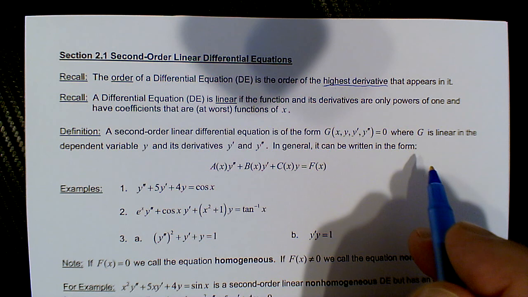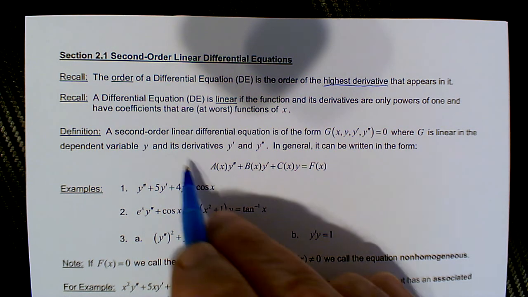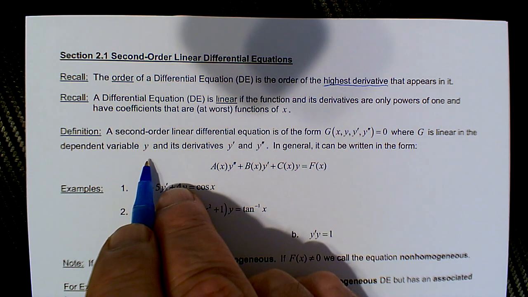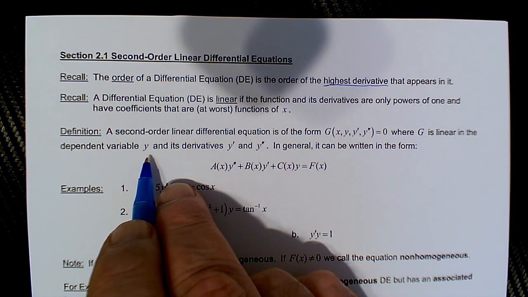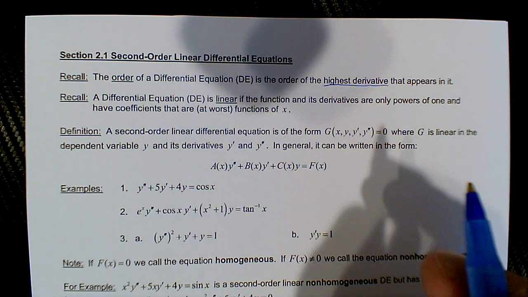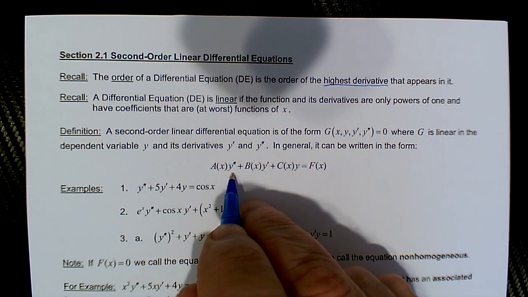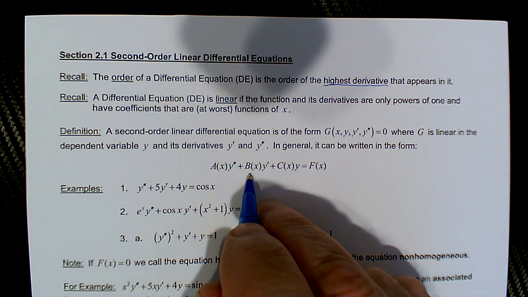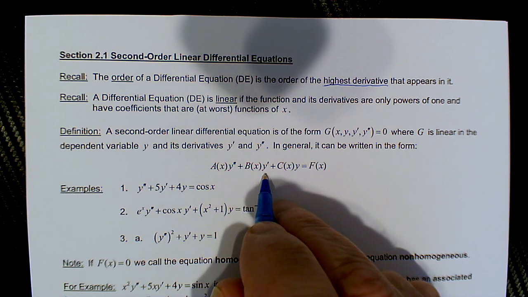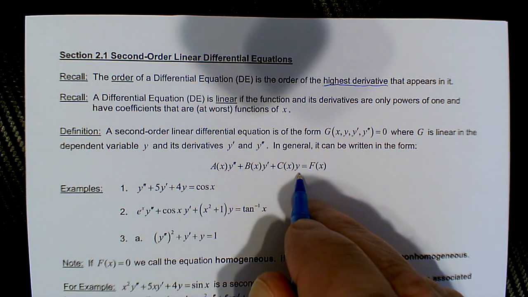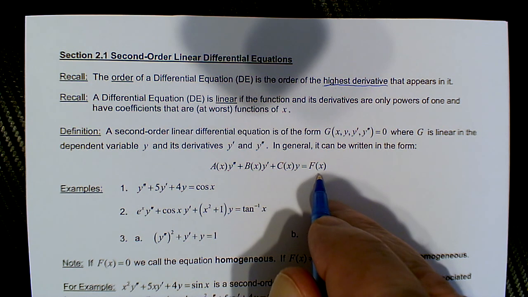And g is linear in the dependent variable y and its derivatives. So in general, this is the way we would write a second order: some function of x times y double prime plus some function of x times y prime and some function of x times y equaling some function of x.